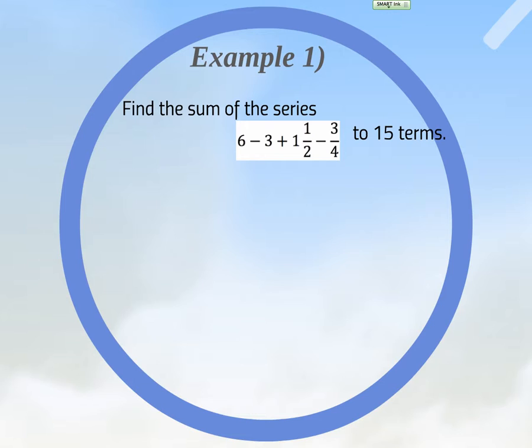So here we go for that first example. We're going to find the sum of the series. So I have 6 minus 3 plus 1 1/2 minus 3/4 to 15 terms. So I'm going to add the first 15 terms in this series.